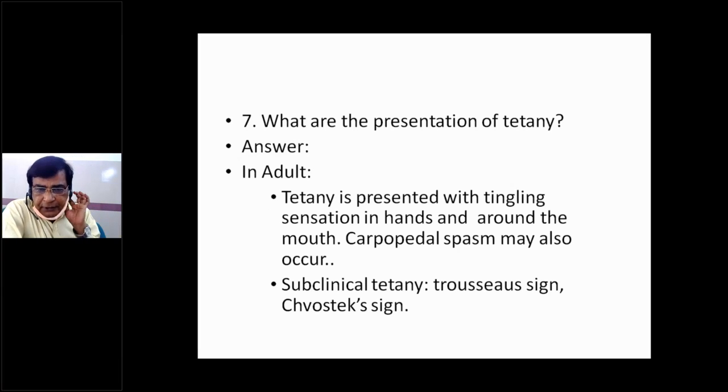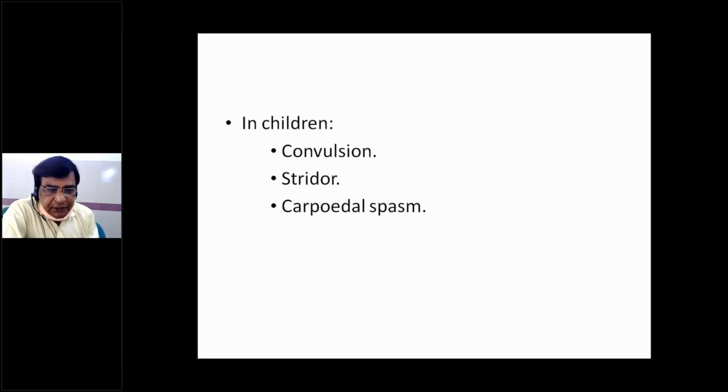What are the presentations of tetany? In adults, tetany presents with tingling sensation in hands and around the mouth. Carpopedal spasm may also occur. Subclinical tetany can occur, which can be detected by Trousseau sign and Chvostek sign. But in case of children, convulsion, stridor, and carpopedal spasm are present. And carpopedal spasm is very common in children. So this triad of features is common in children.